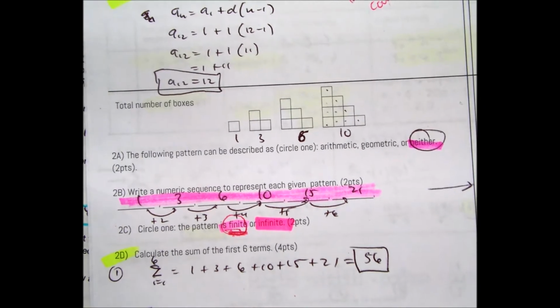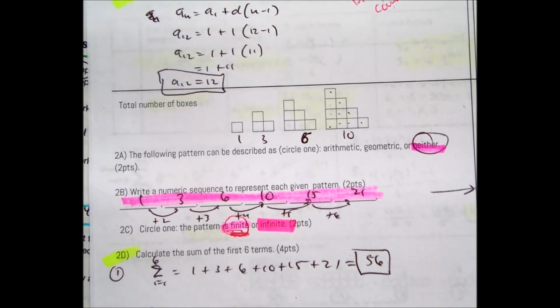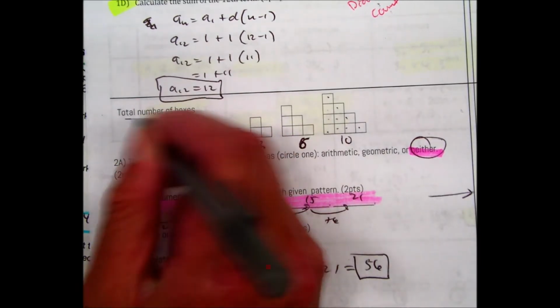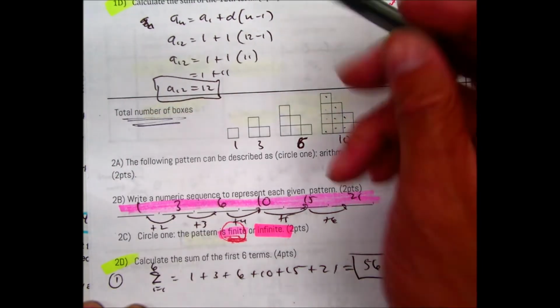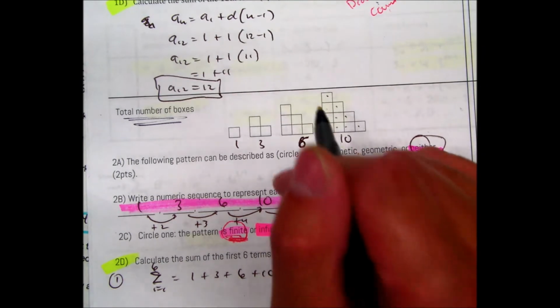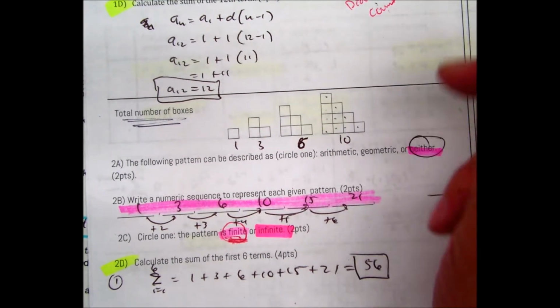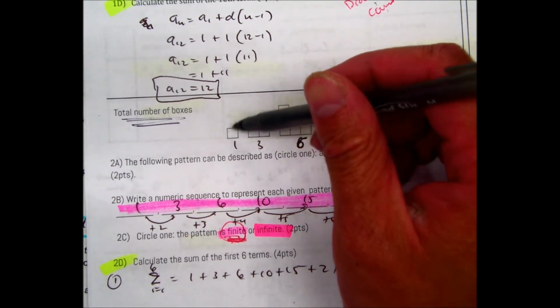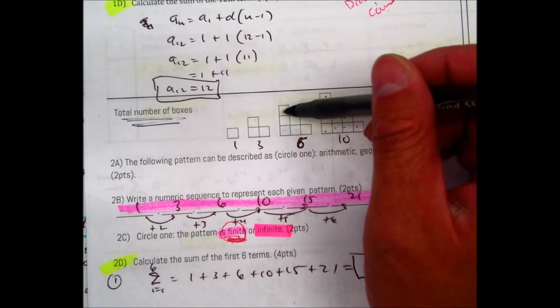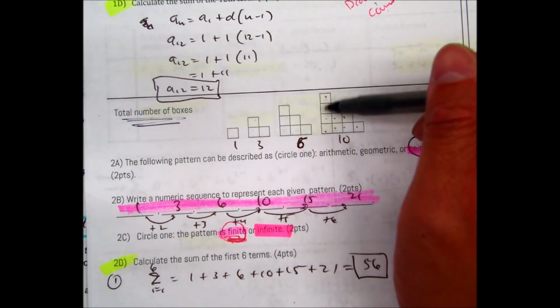Alright, so if you look at here, this one doesn't say number of rows. I just added this part. It's the total number of boxes. Most students didn't ask me about it, so I figured you knew that. So I just count the number of boxes: 1, 3, 6, and this one is 10.